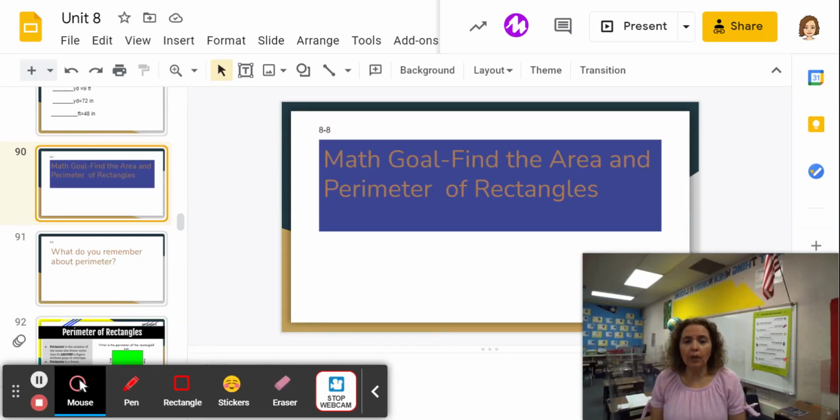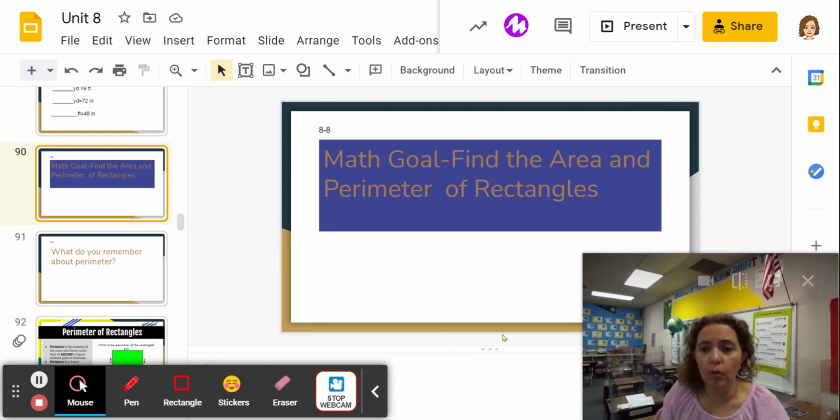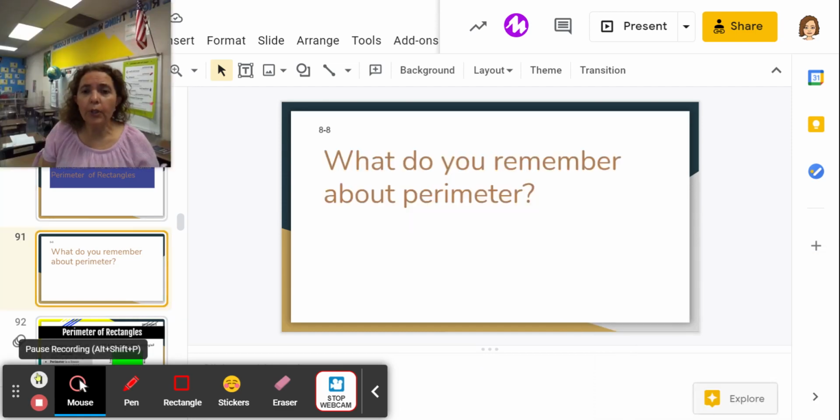Okay, so lesson for today is lesson 8-8. Our math goal is to find the area and the perimeter of rectangles. All right, so what do you remember about perimeter? Let's pause the video and write down what you remember about perimeter.